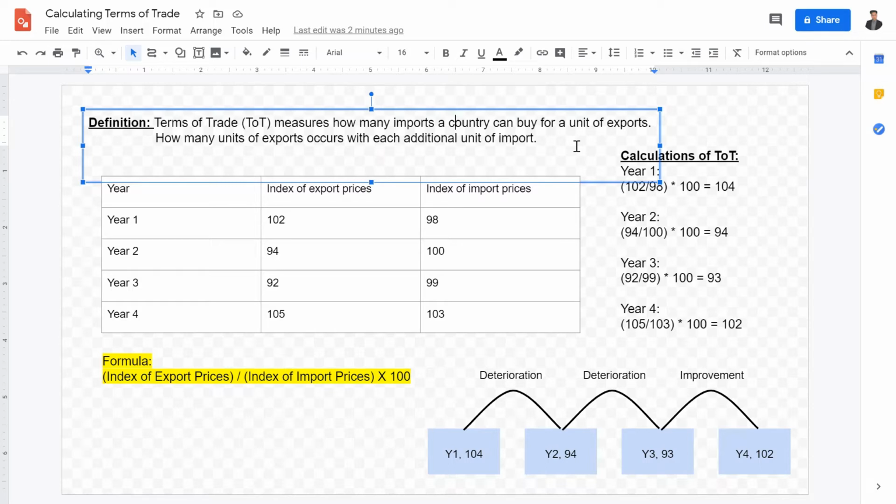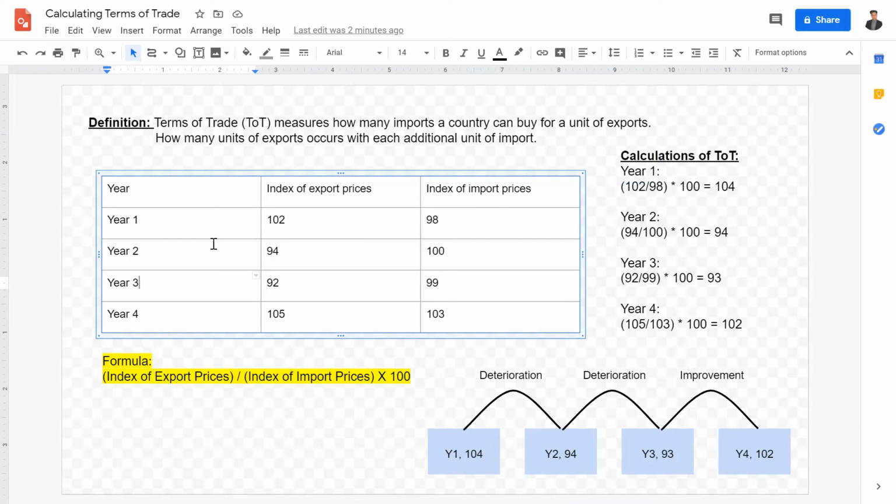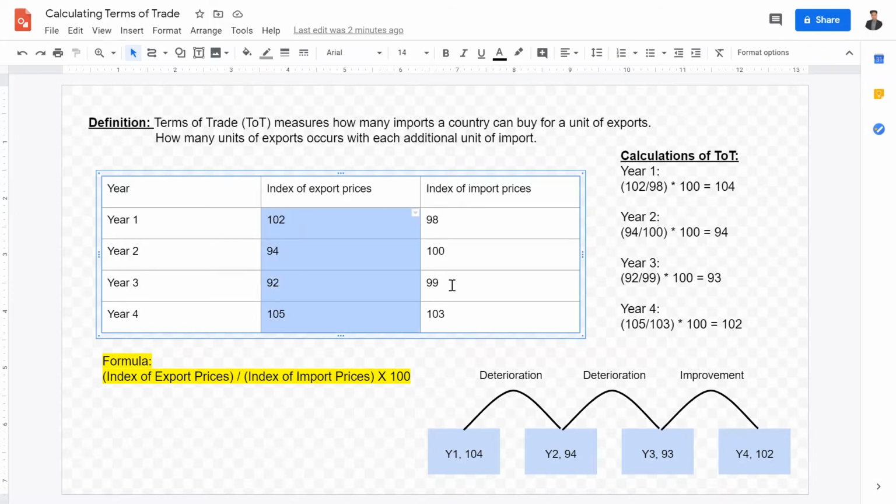So we have an index in the bottom right here, with 4 years, and then let's use some calculations to calculate the TOT, terms of trade indexes, for each of the years. So we have our export prices right here, the index of export prices for each respective year. We also have our index of import prices for each of the respective years.